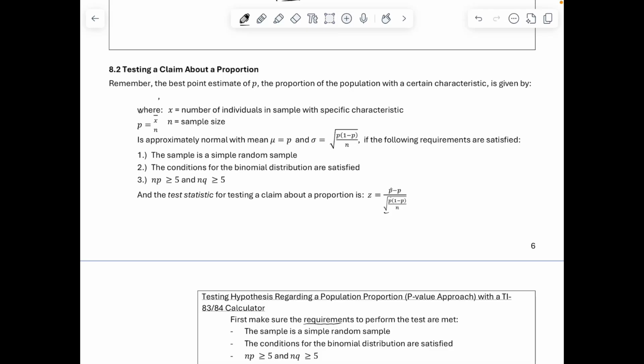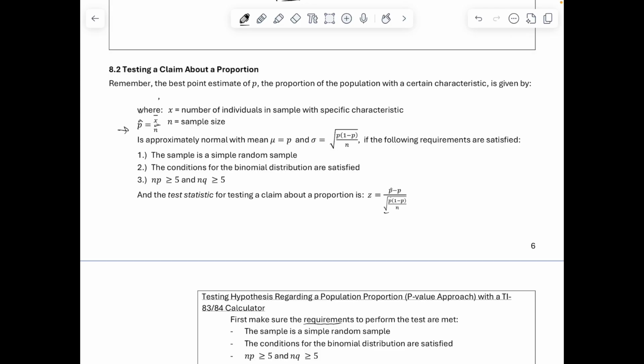This is the second video for Chapter 8 notes. 8.2 is testing a claim about a proportion. Remember that the best point estimate of p, the proportion of the population with a certain characteristic, is given by p hat, where x is the number of individuals in the sample with a certain characteristic, and n is our sample size.